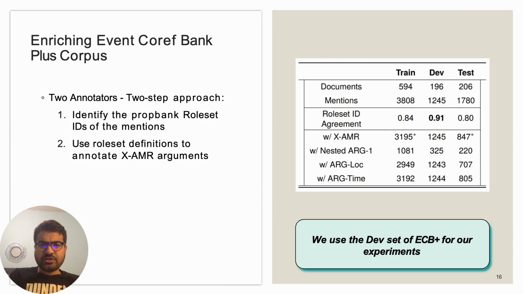We employ two annotators for this annotation task, where we follow a two-step approach in which we first task the annotators to identify the correct role set sense for the event triggers. Then we ask an adjudicator to resolve the senses that the annotators disagreed on. Finally, all the event mentions are annotated with X-AMR using the role set sense definition from PropBank. At the time of writing the paper, we achieved the most comprehensive annotations on the development split of ECB+. Therefore, we use that for our experiments.